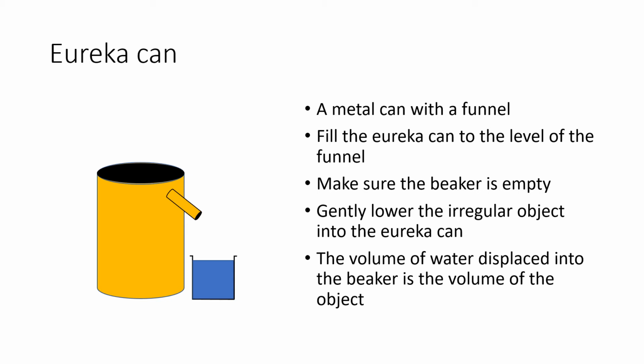When you place your object into the Eureka can, the water level rises and pours out the drain. You can then wait until no more water comes out of the little drain of the Eureka can, and the water that's present in the beaker outside is the water that's been displaced by the volume of the object you put in. So whatever water pours out of the Eureka can represents the same volume as the object you put into the Eureka can.